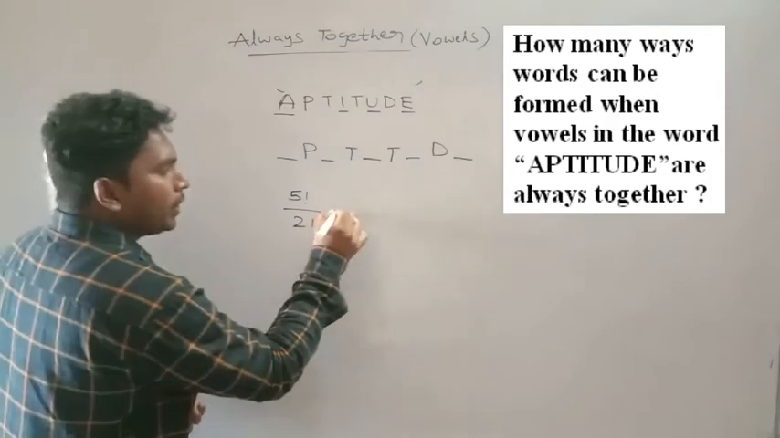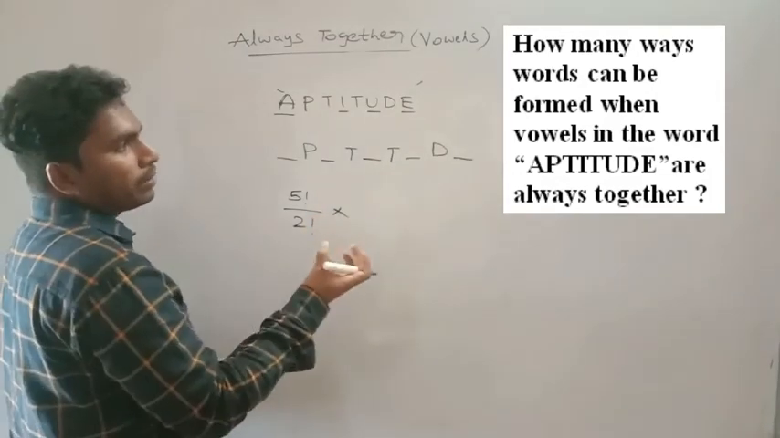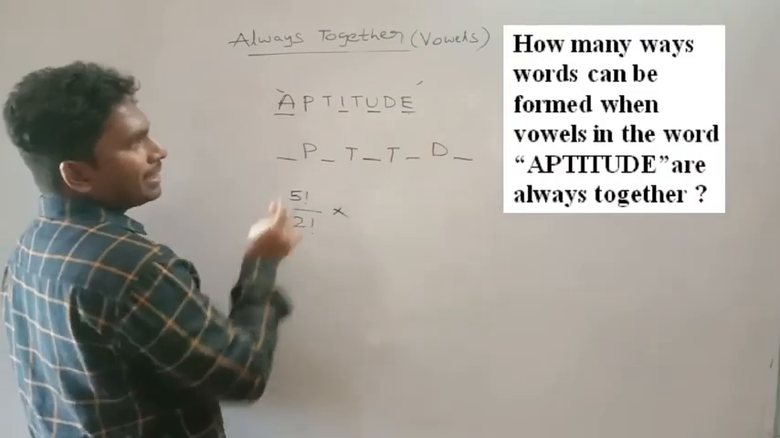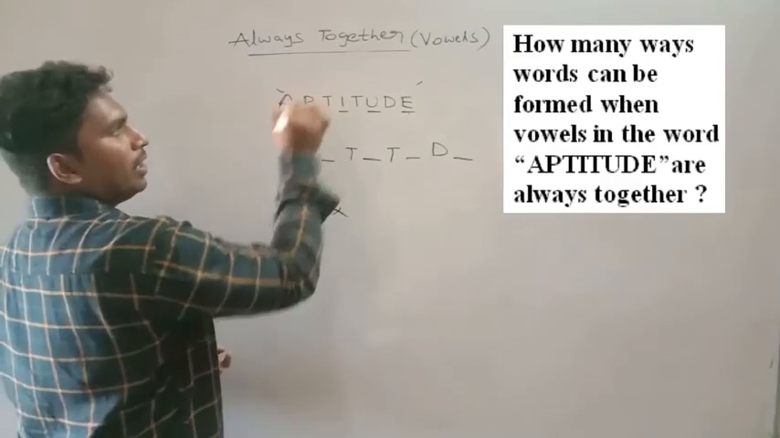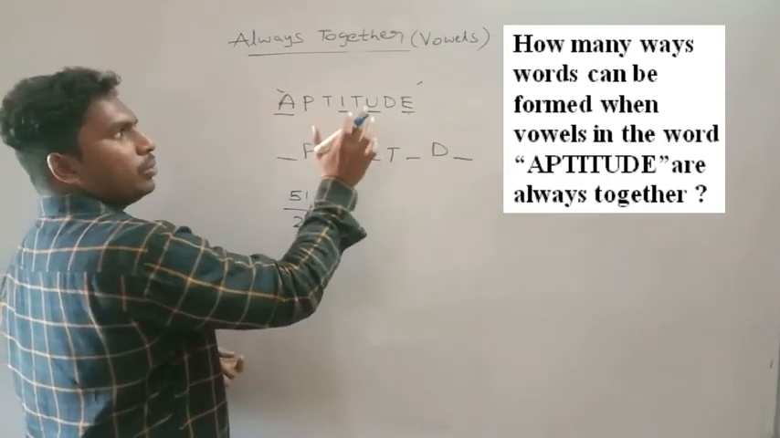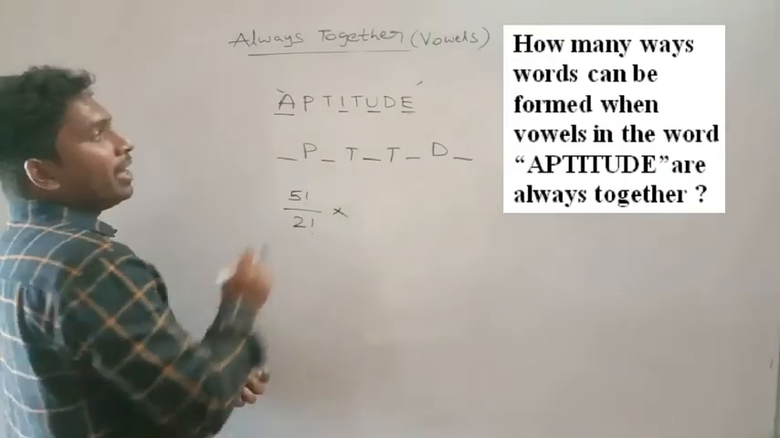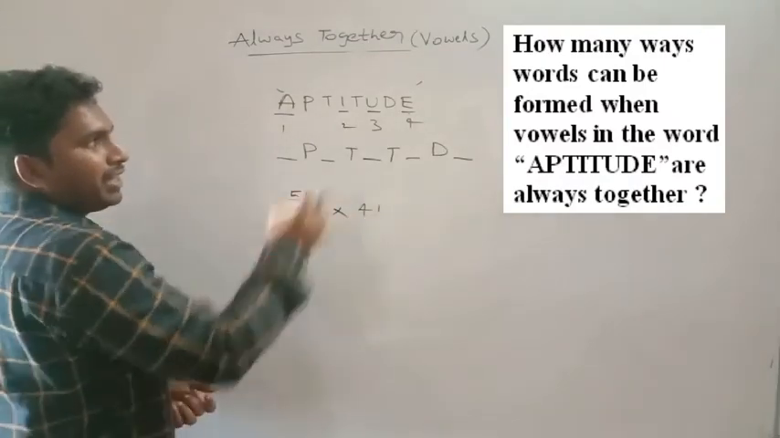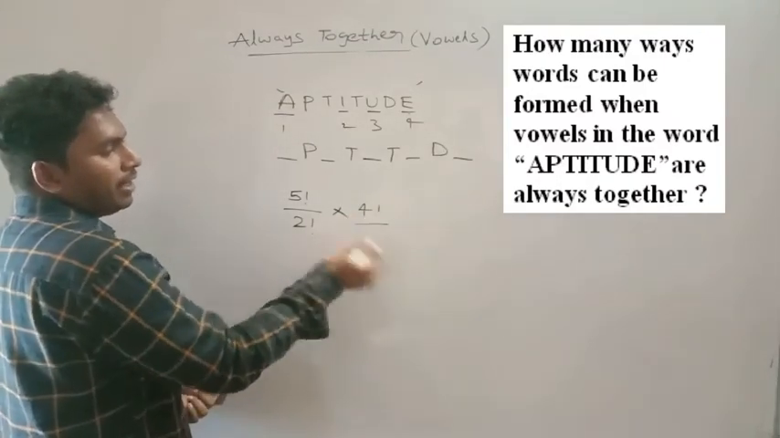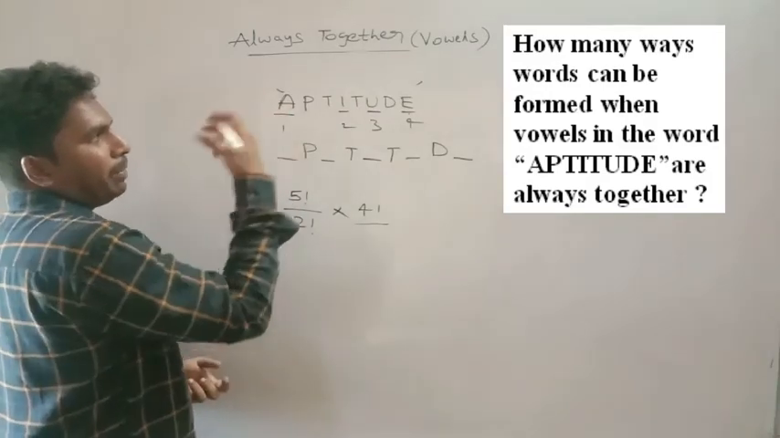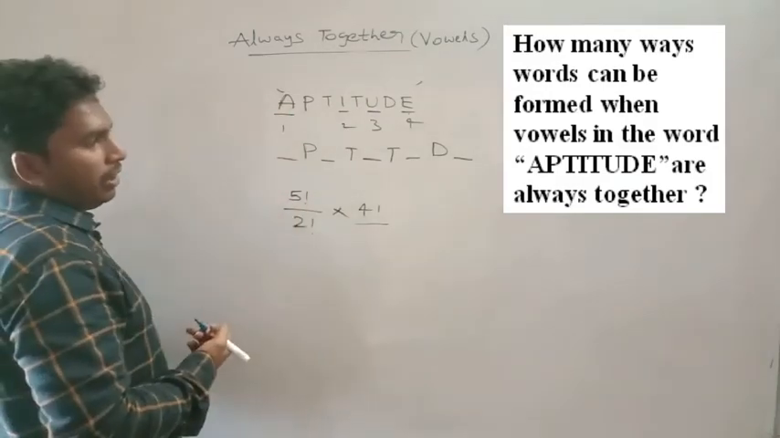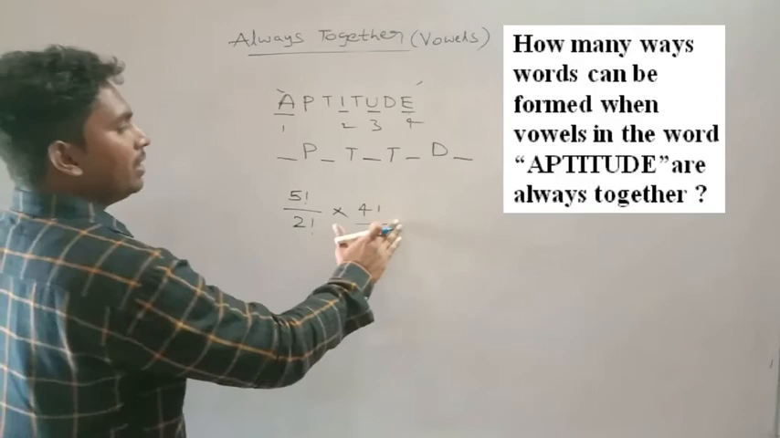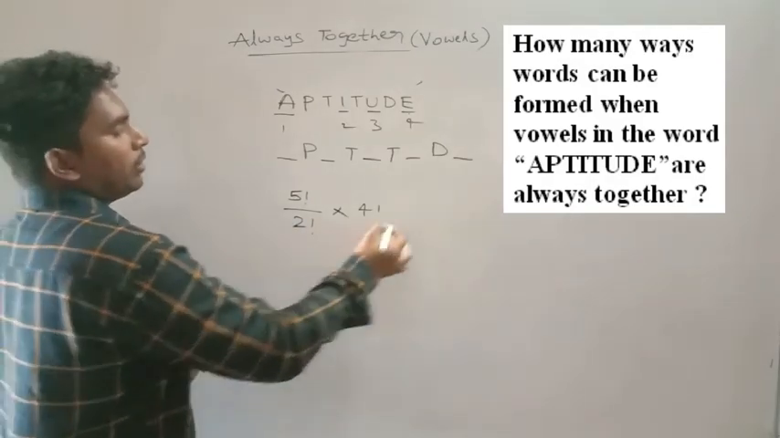Now into what are to be clubbed. How many vowels are there here? 1, 2, 3 and 4. Is anything repeated there? A came only once, I, U and E all came only once. So 4 factorial. If anything is repeated, that has to be written in the denominator. Suppose A is repeating twice, divided by 2 factorial. As of now nothing is repeated here. So you can write this as 5 factorial by 2 factorial, into 4 factorial.